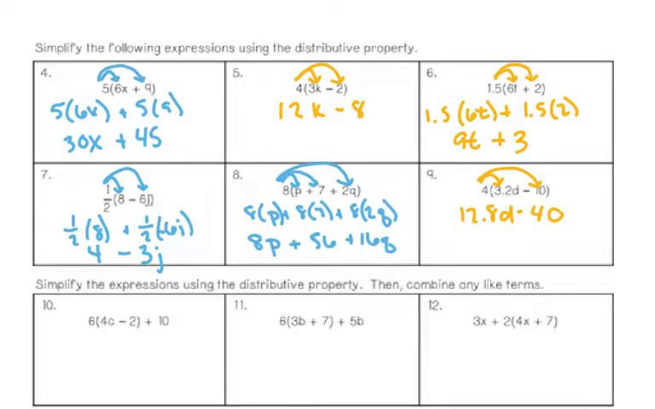On number 5, once I distribute that 4, I would get 12k minus 8. On number 6, I have a 1.5 to distribute, and I would end up with a 9t plus 3. And finally on 9, I have a 4 to distribute, and I would have 12.8d minus 40.